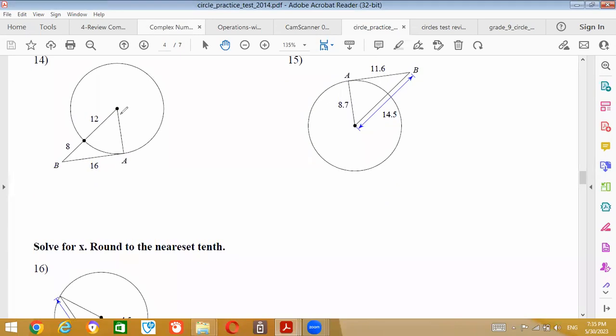In this example, radius and tangent are perpendicular, and this is 16 and this is 8 and 12, so all this will be 20 to get the length of the radius. So radius equals square root, we use the theorem, of 20 squared minus 16 squared, because we are going to get a leg, not a hypotenuse.